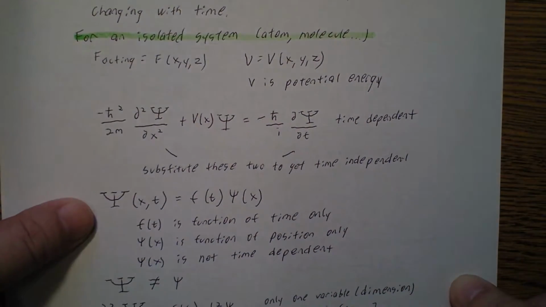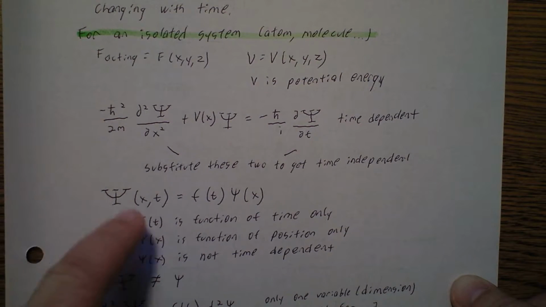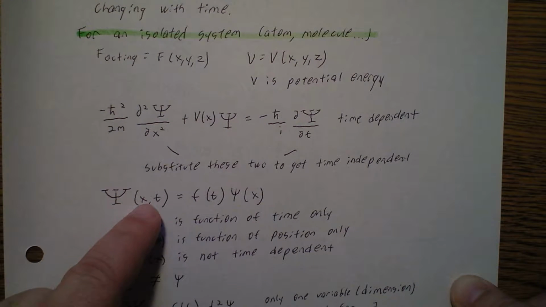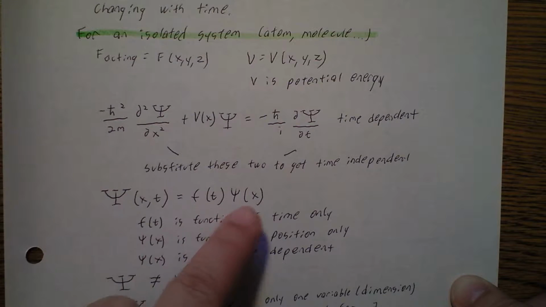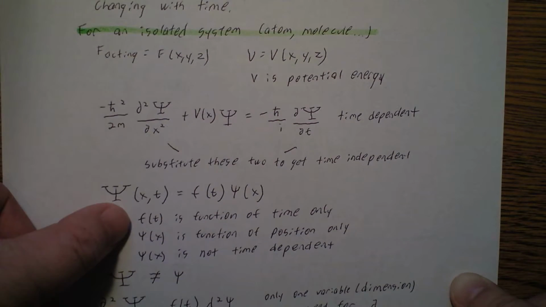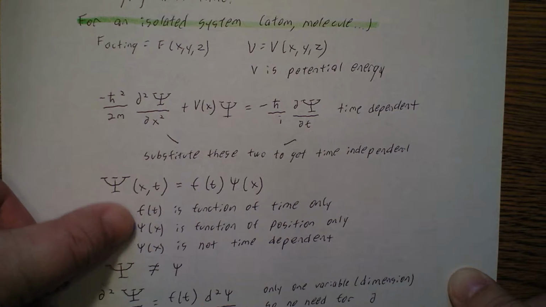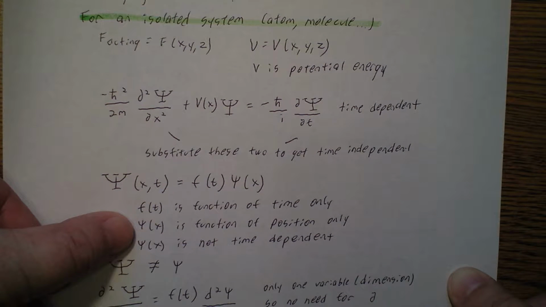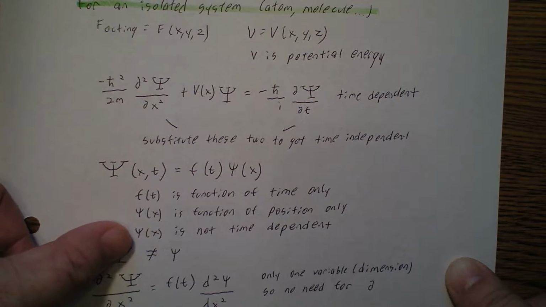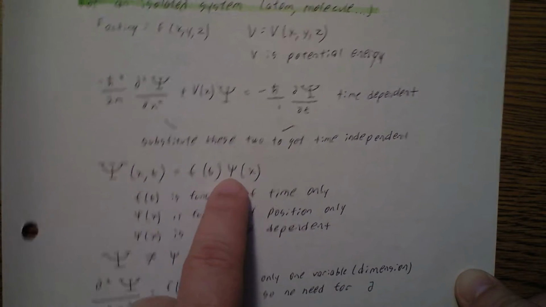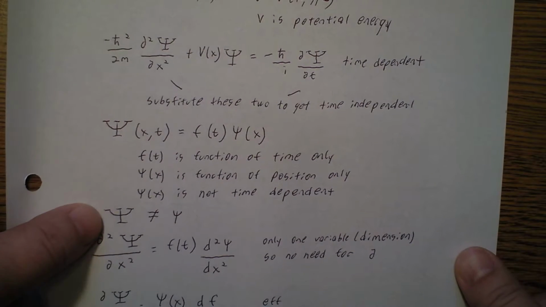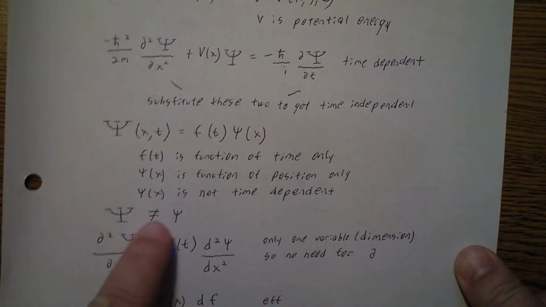So remember, psi is a function of x and t. Obviously we're talking about one dimension right now. So we get f of t times psi of x. So f of t is the function of time only. Psi of x is the function of position only, and psi of x is not time dependent. Remember, this is capital psi, this is lowercase psi. Now remember, capital psi is not equal to lowercase psi.